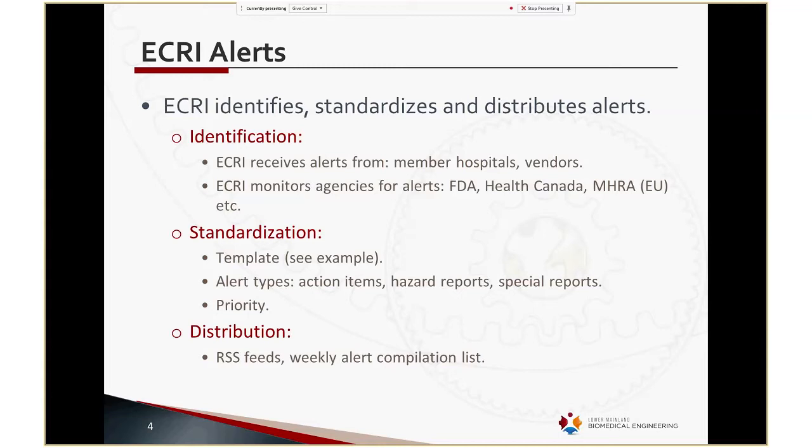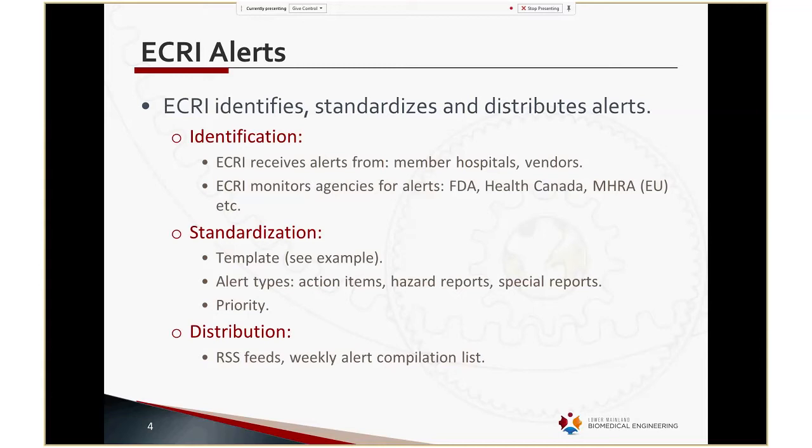The process starts with the identification stage. ECRI receives alerts directly from member hospitals or vendors. The vast majority of alerts that ECRI does distribute come from member hospitals. So within Lower Mainland Biomedical Engineering, we might receive a letter from the vendor indicating that there's an alert on a specific device, and then we might choose to forward that alert to ECRI.